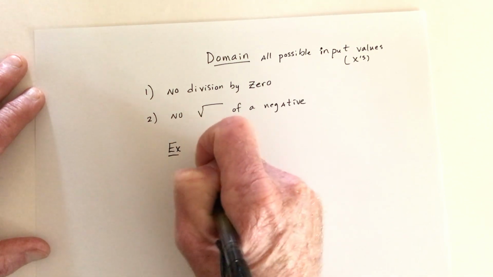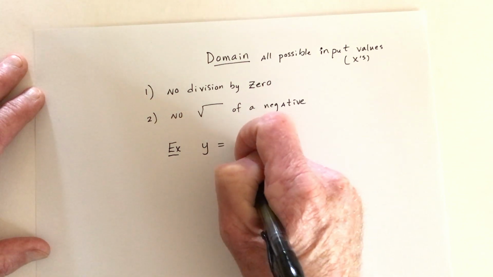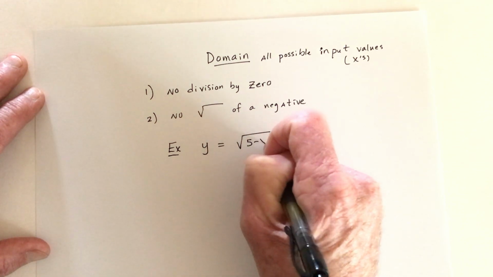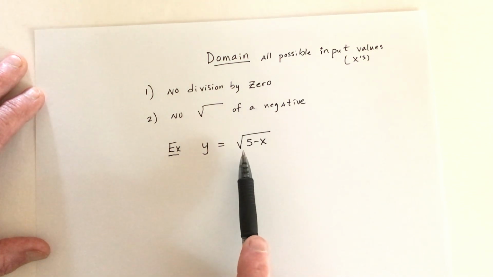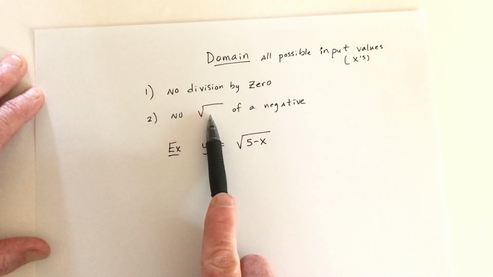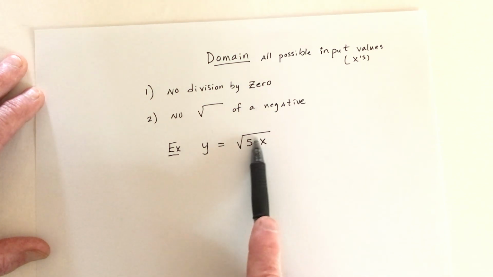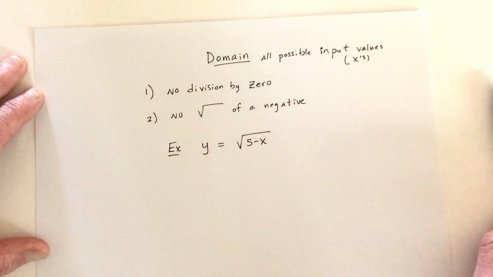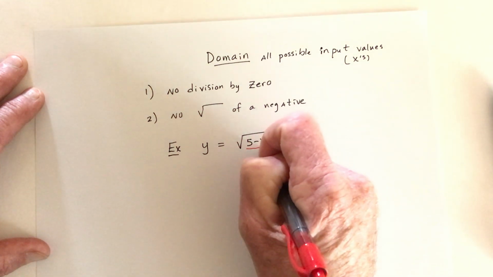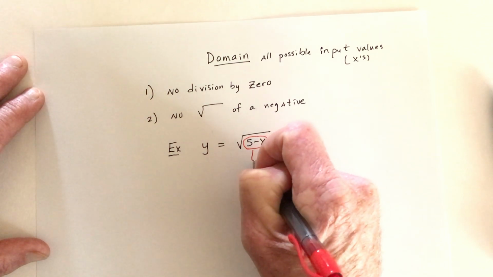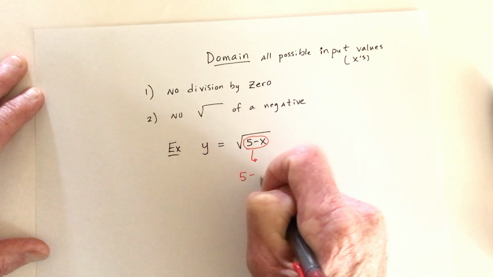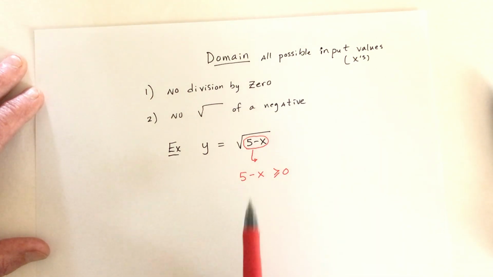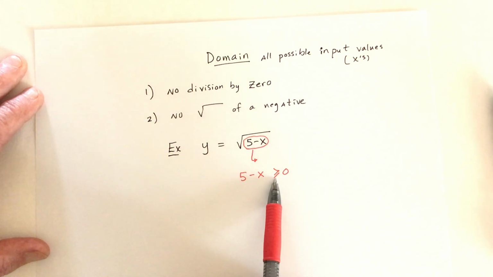So for the next example, let's say the function is y equals the square root of 5 minus x. With this one, we don't even have to worry about the first rule because this doesn't even have division. But it does have a square root, so that means that we can't have negatives inside of the square root. So whatever's inside the square root needs to be bigger than or equal to 0. So when you have a square root, just take whatever's inside the square root and say it has to be bigger than or equal to 0.